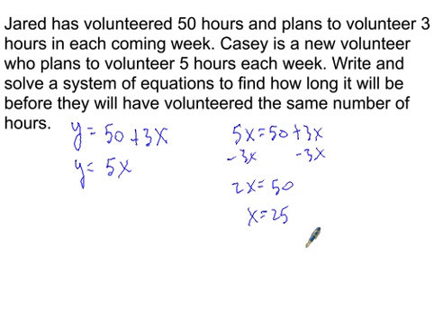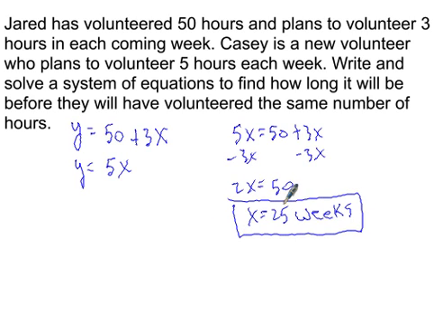Do we really need to solve for y to answer this question? 25 weeks. The question is just asking how many weeks will it be before they volunteer the same number of hours? So x is weeks, so it'd be 25 weeks. What would we find out if we solved for y? How many hours they had both worked at the end of 25 weeks? If we wanted to solve for y, we could, but really we've answered the question. We don't need to solve for y. That's all we're asked for.